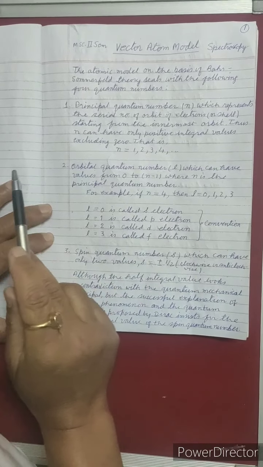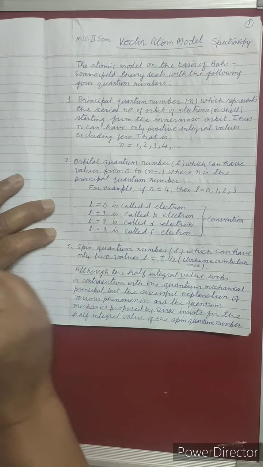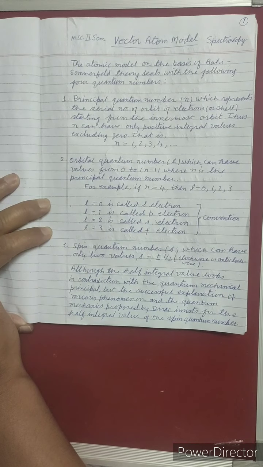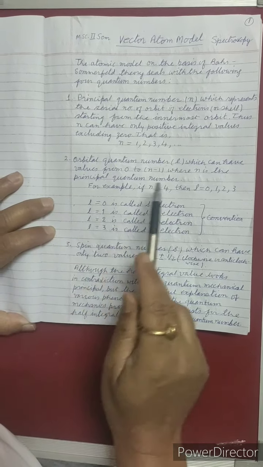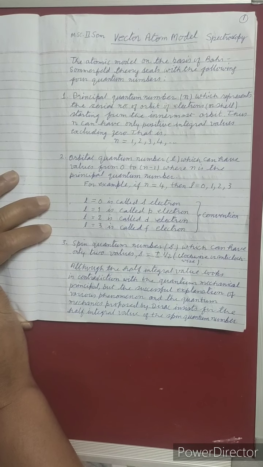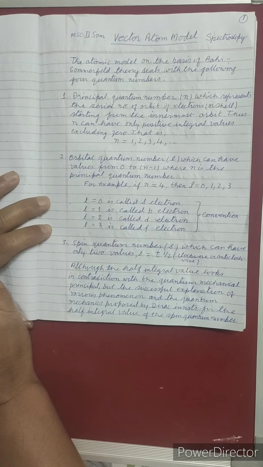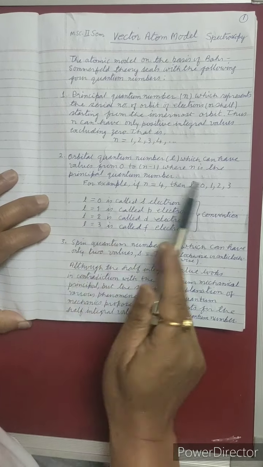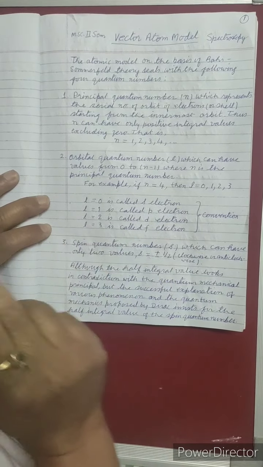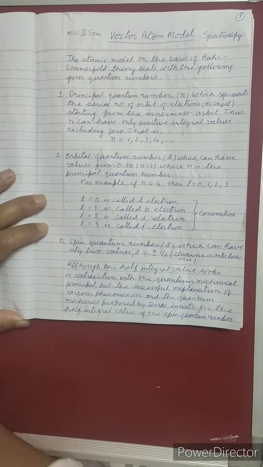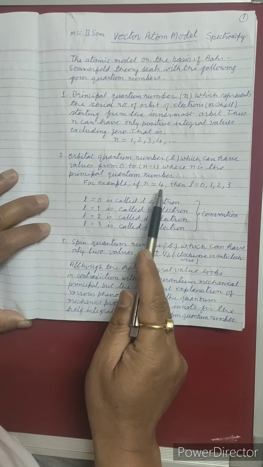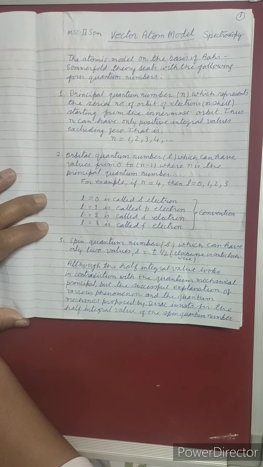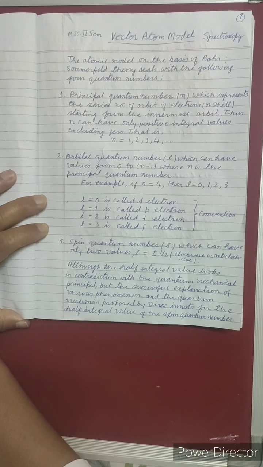The other quantum number, number 2, is called the orbital quantum number, indicated by small l, which can have values from 0 to n minus 1, where n is the principal quantum number. For example, if n is equal to 4, then l can have values 0, 1, 2 and 3.